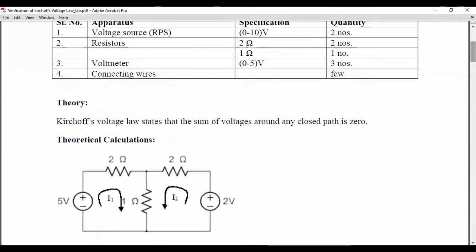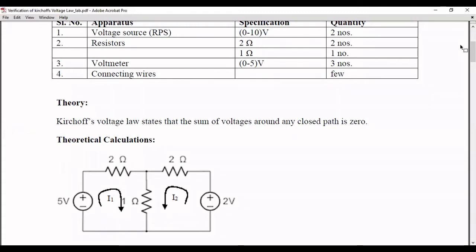So the theory is Kirchhoff's voltage law states that the sum of voltages around any closed path is zero. In other words, we can say the sum of voltage rises equals the sum of voltage drops. Sum of voltage rises means the voltage source, that is the source which supplies some power. So the voltage sources will come on one side. And sum of voltage drops means the power consumption elements will come on the other side.